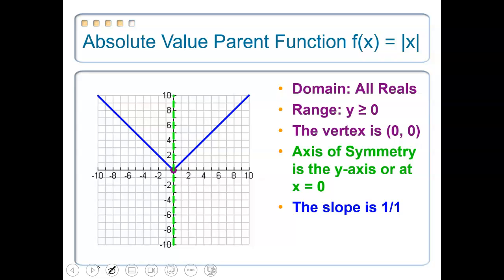The domain of an absolute value is always all reals. The range is y greater than or equal to 0.